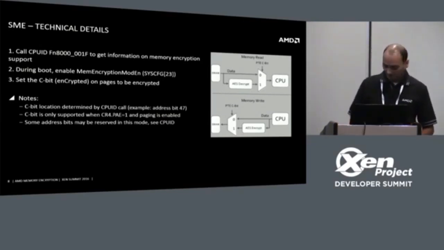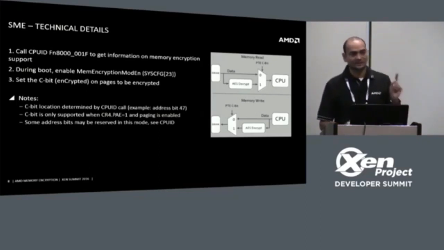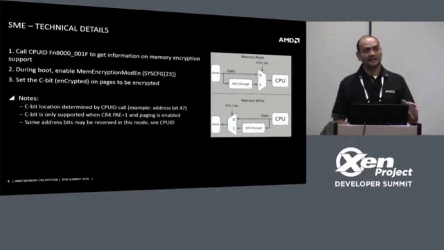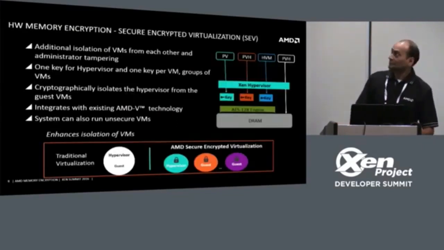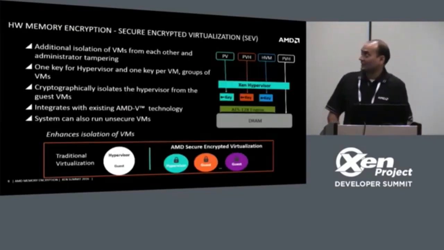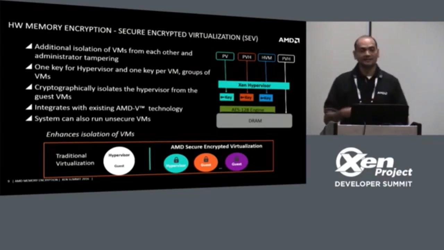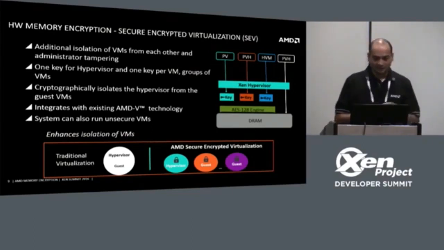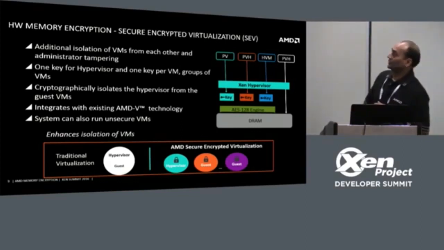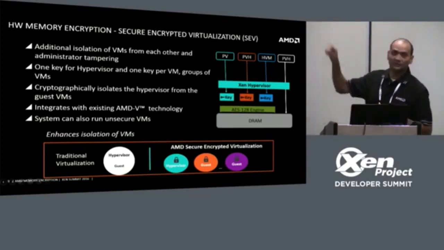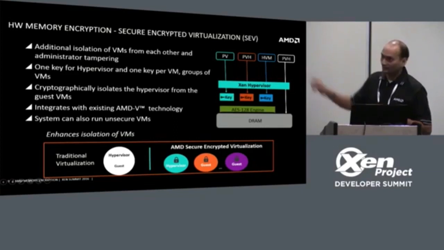So this is about SME. In SME there's one key, randomly generated at boot time, used for encryption and decryption. The next one is SEV. SEV is tightly integrated with the AMD virtualization technology, and what this gives you is that each VM can have its own key.